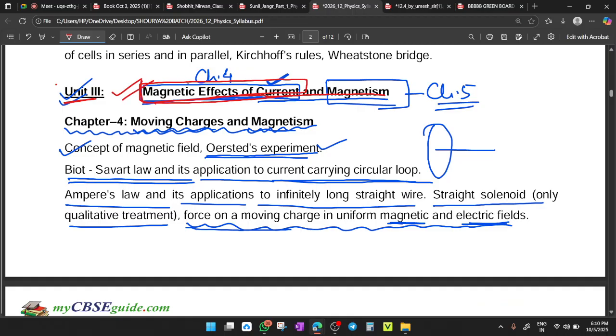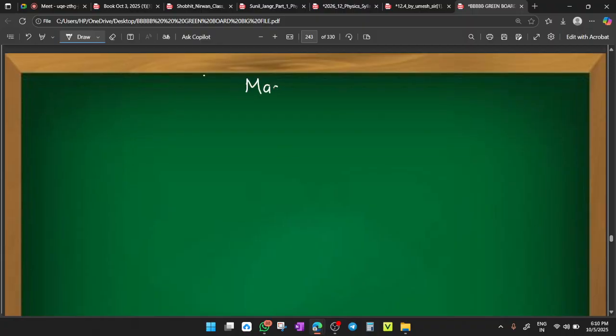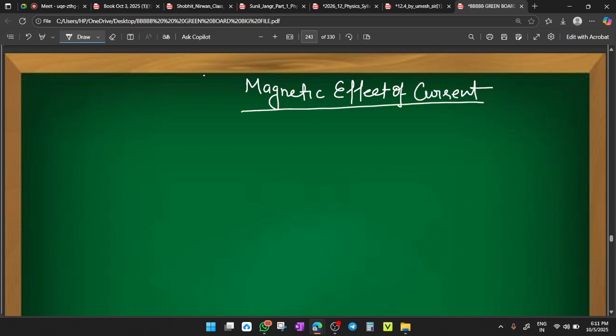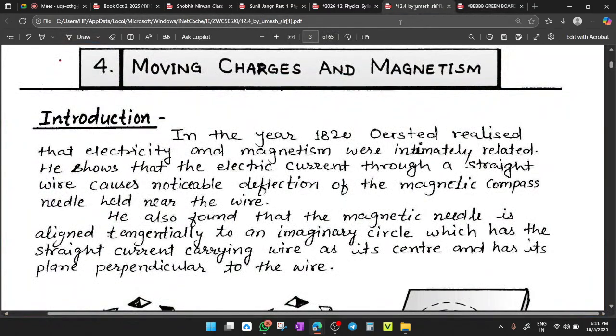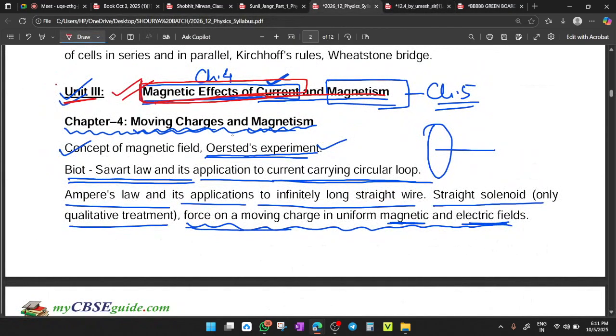The theme of the chapter is the magnetic effect of current. In this chapter, we are totally looking at the concept of magnetic effect of current. The unit name is Moving Charges and Magnetism, but the name of the chapter is magnetic effect of current.